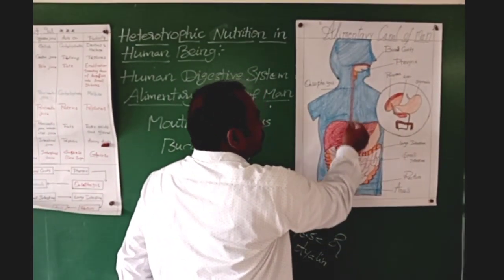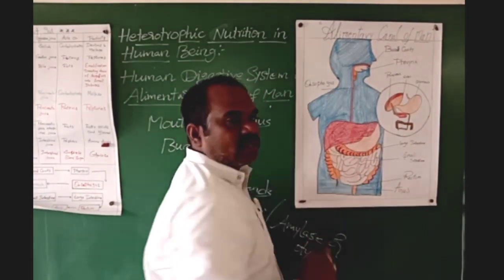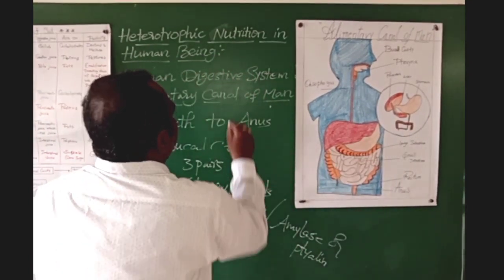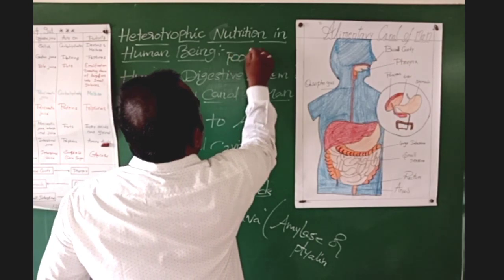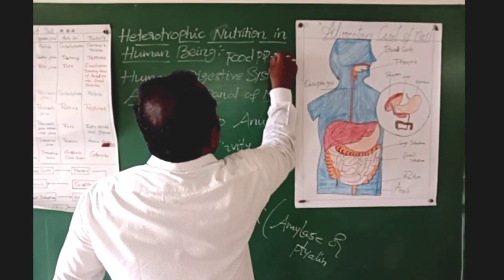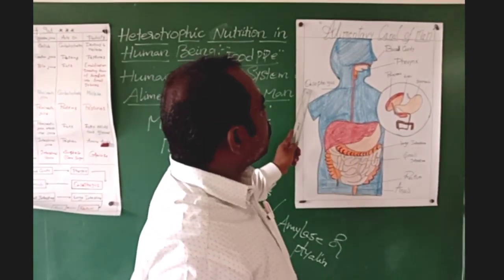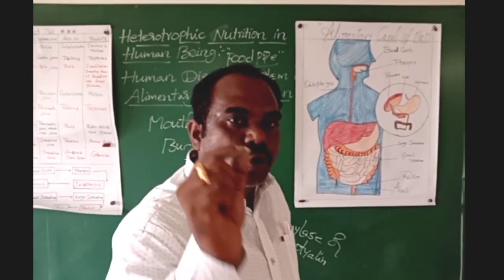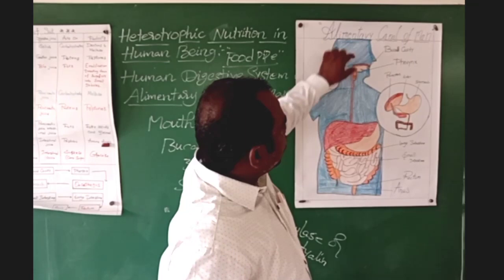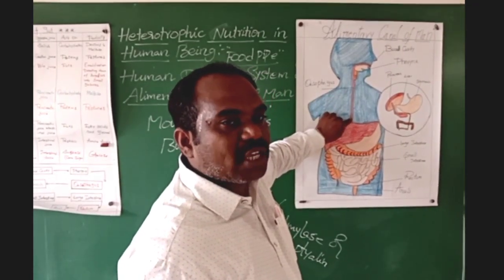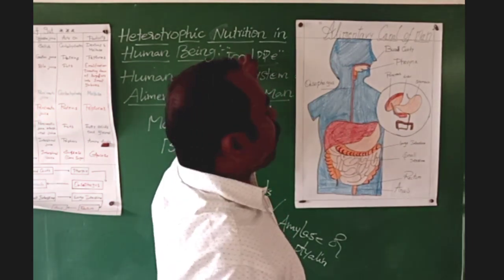Mouth cavity opens into the esophagus. What is the common name of esophagus? Food pipe. Write down, students. The common name of esophagus is food pipe. Mouth cavity opens into esophagus.